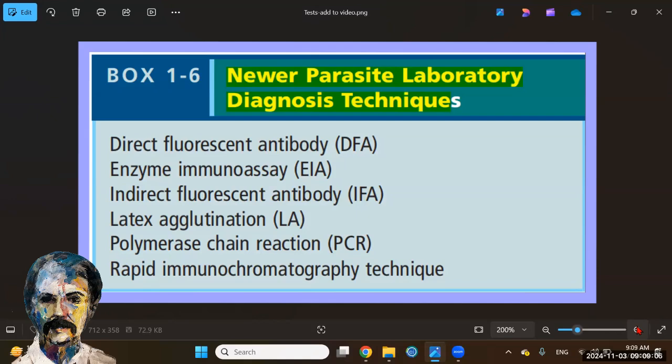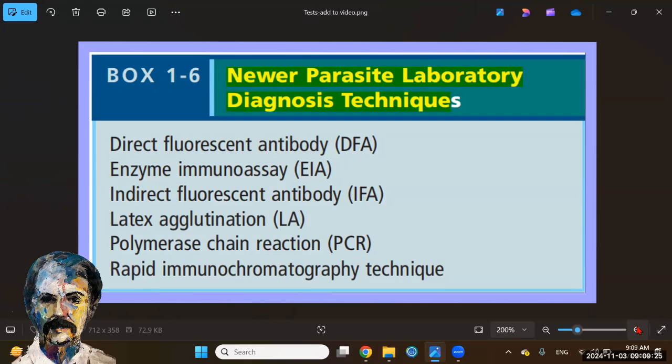PCR, this is the new technology. This is the technology that's making the difference. It's very quick and very sensitive. It can reach up to 100% sensitivity and up to 100% specificity. And not only that, it can also give you genotyping.